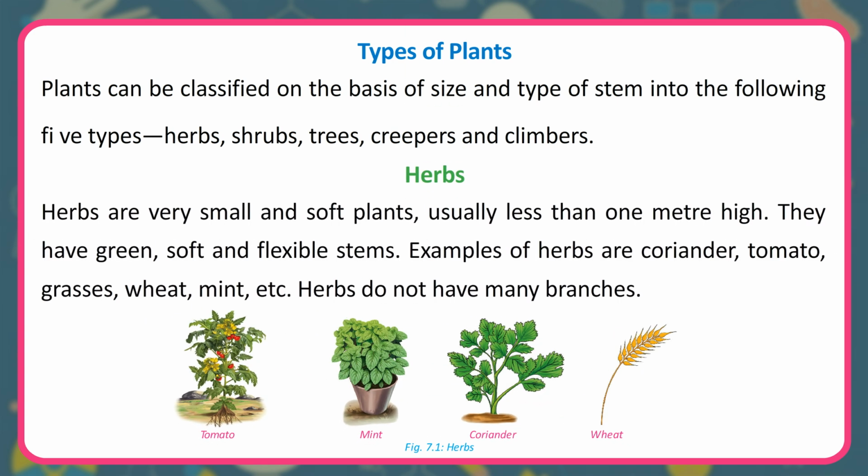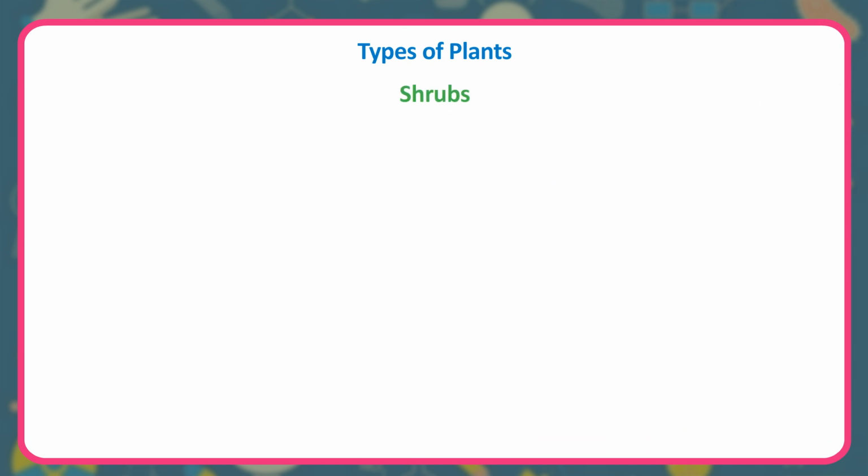Herbs. Herbs are very small and soft plants, usually less than 1 meter high. They have green, soft and flexible stems. Examples of herbs are coriander, tomato, grasses, wheat, mint, etc. Herbs do not have many branches. Tomato, mint, coriander, wheat.